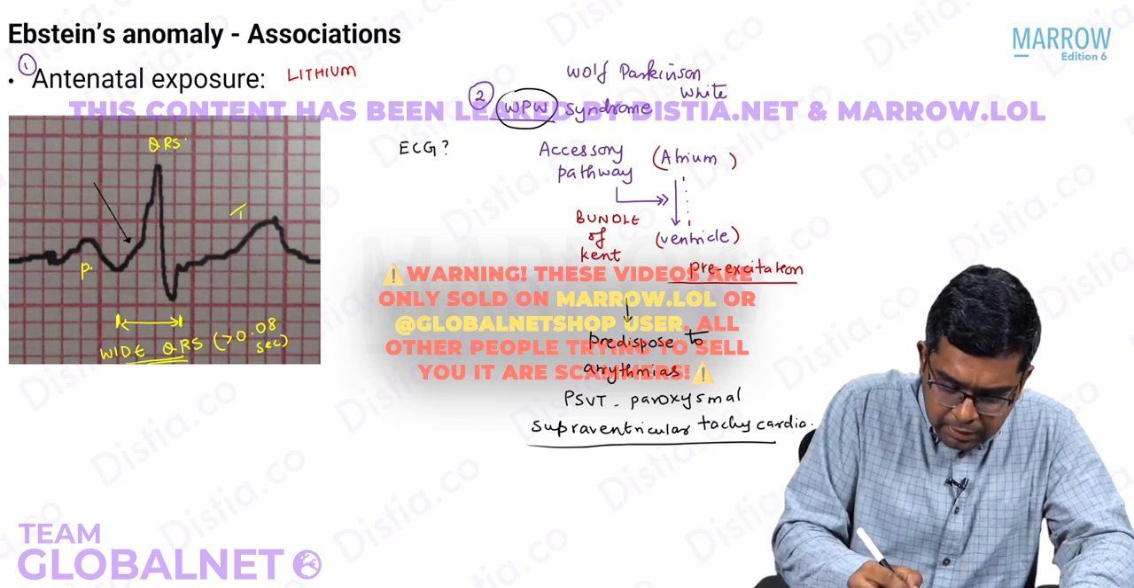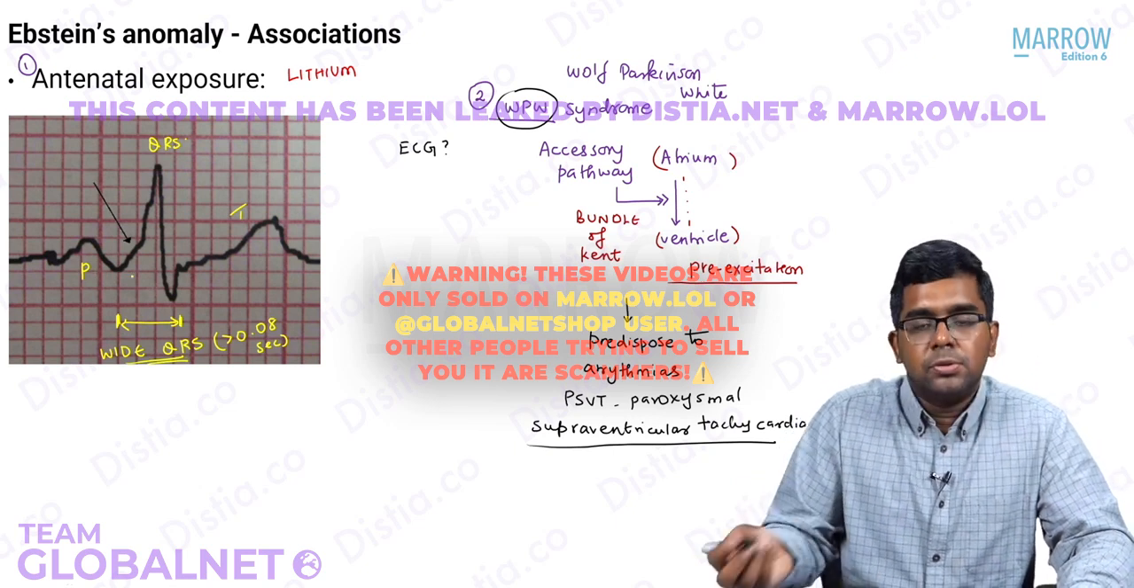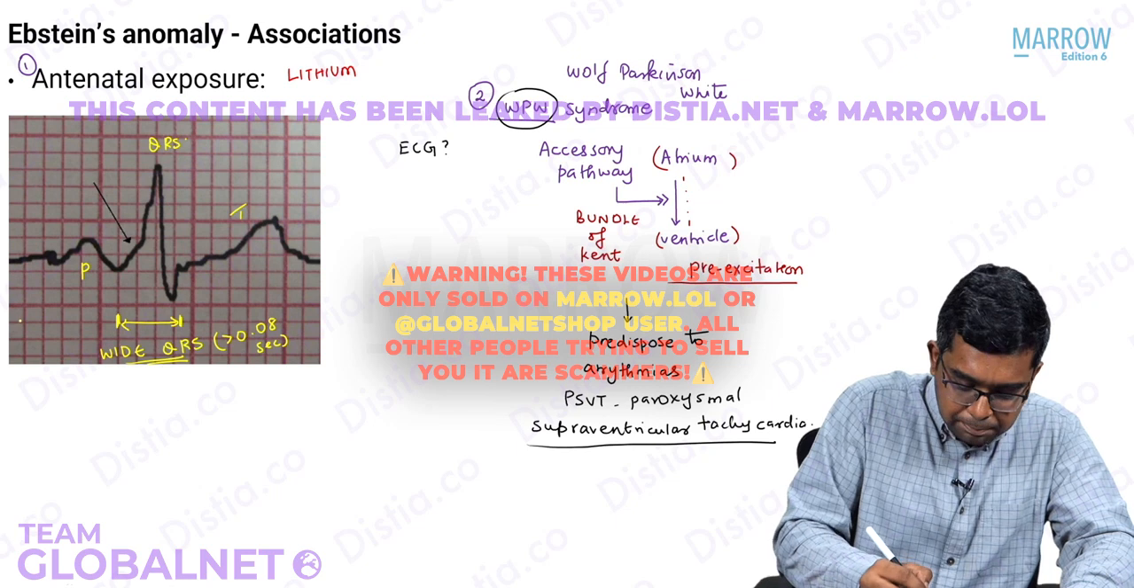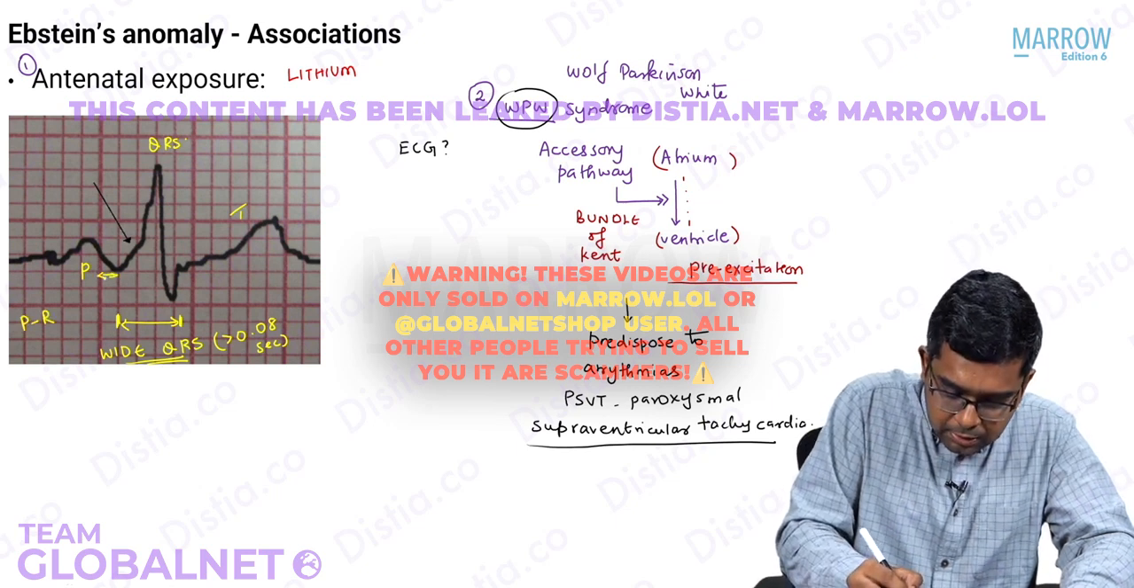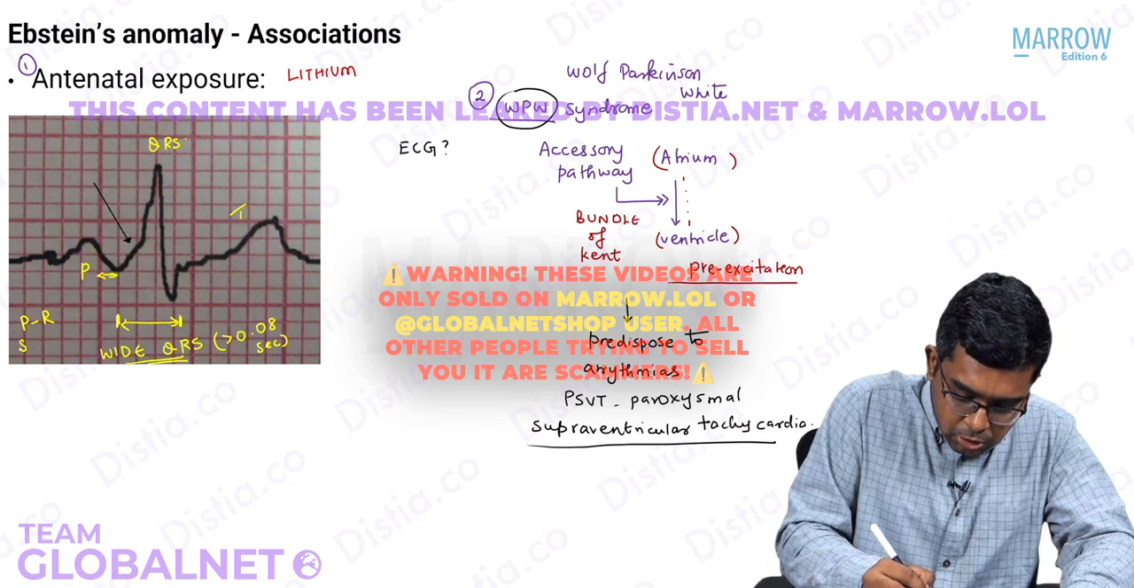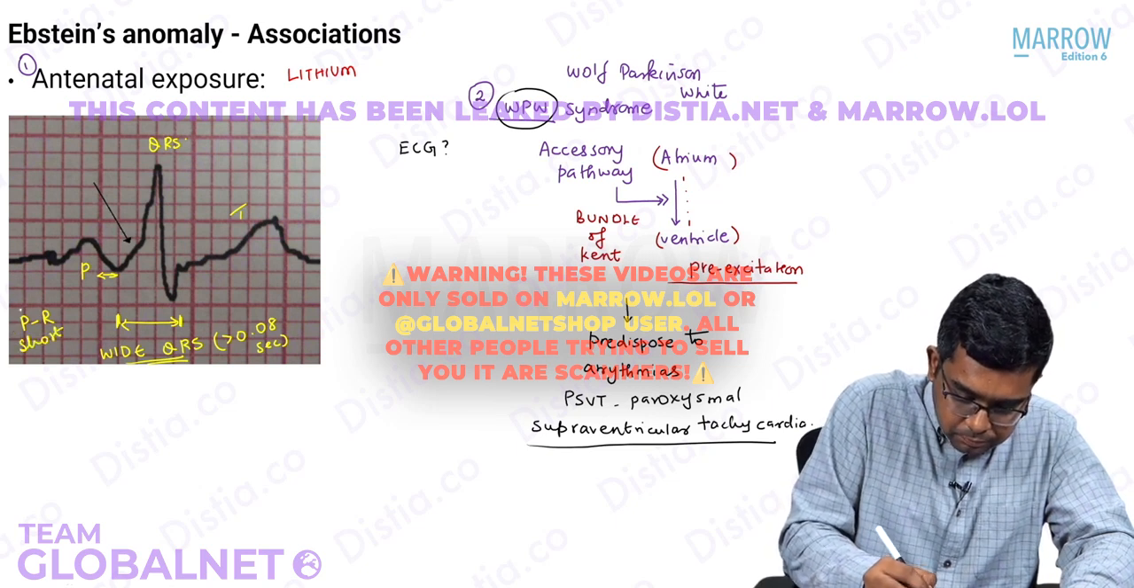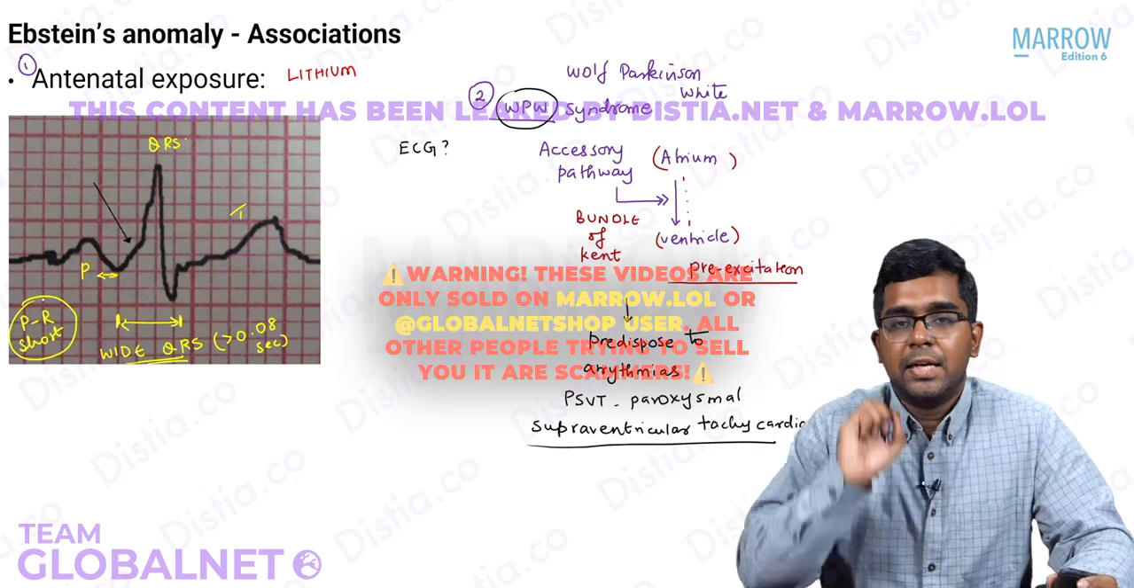Then the interval from the P wave to the QRS complex, what do you call it? A PR interval. What is happening? It is very short like this. That's all. So it is a short PR interval. That is the second feature.